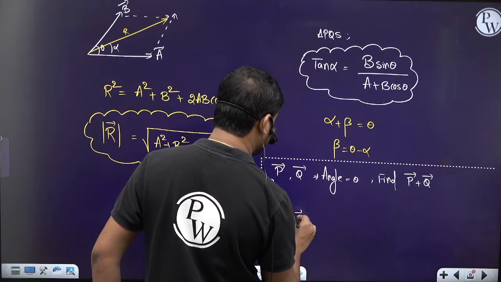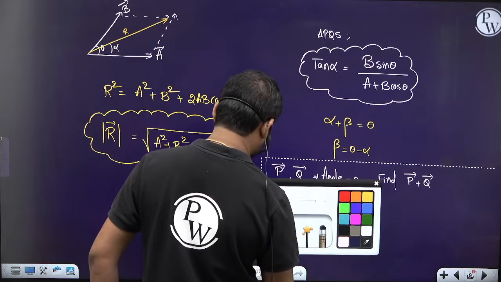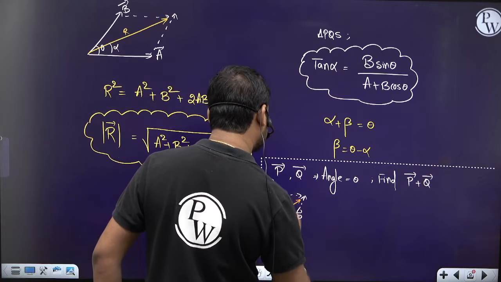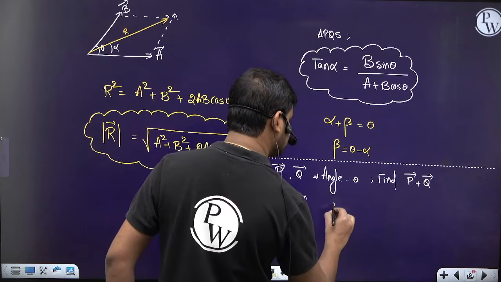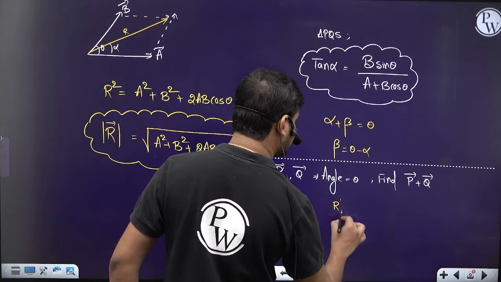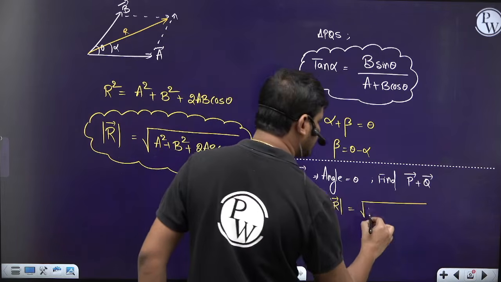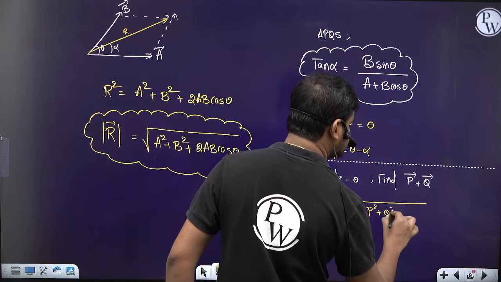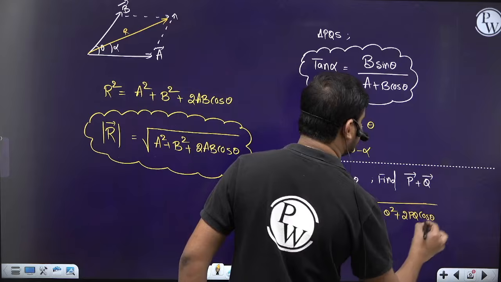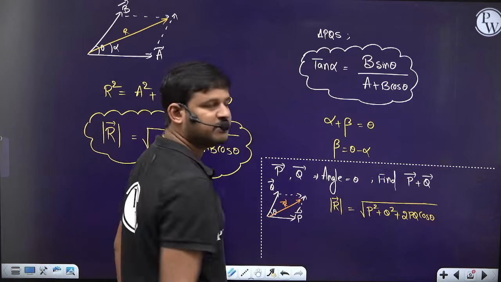So then what we do? We parallel shift the vector Q, we parallel shift the vector P. Then the resultant will be given by the diagonal of the parallelogram. This is the resultant. How do you find the resultant? We already know the formula. The magnitude of the resultant is going to be the square root of, what are the two vectors here, P and Q, so P squared plus Q squared plus 2PQ cos theta. That's it. The resultant is vector P plus vector Q.